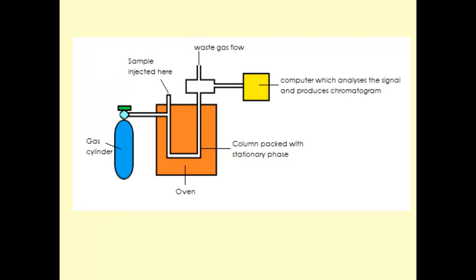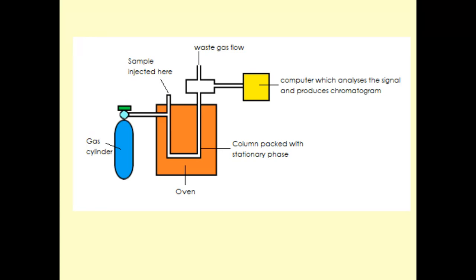So you inject the sample where it says sample injected here. It only works with volatile substances. You've got an oven so that it keeps it in the gas phase. So the sample is carried through by the carrier gas, which is the mobile phase. It's carried through the column, and the more it sticks to the stationary phase, the longer it's going to take to get through the column. Now, the less it sticks, the more it's carried by the gas, the quicker it's going to get through.